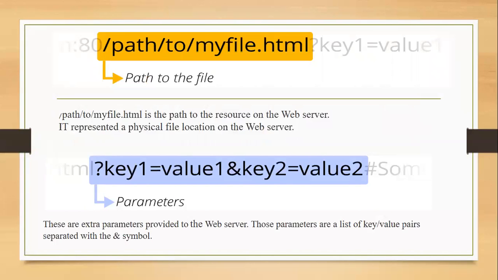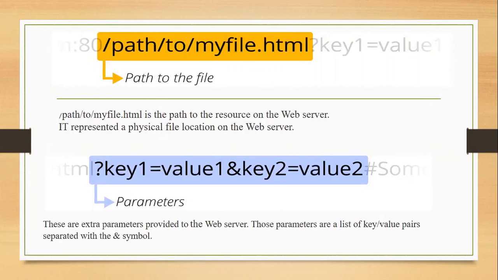After that, the port number. Then the path of the file is mentioned, where we want to fetch our data and the physical location of the file is placed. So here it is path /2 /myfile.html. .html is the extension of that particular file. The file is placed in myfile, and path and 2 are the directories for that.